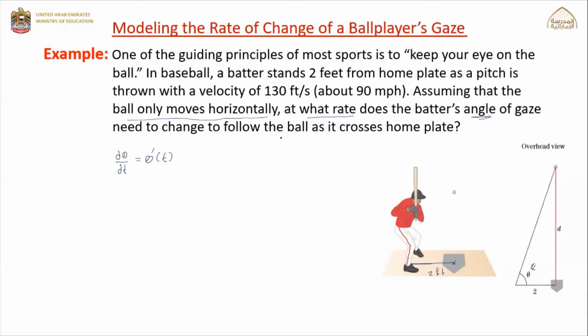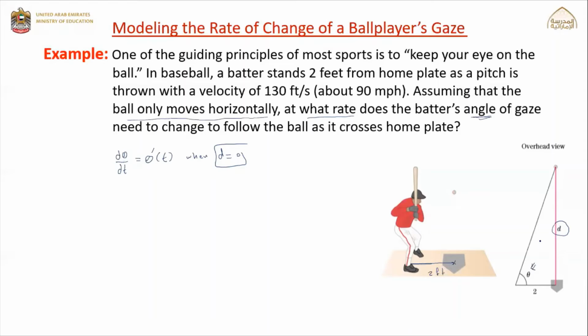Need to change to follow the ball as it crosses home plate. So he asked about dθ/dt at the moment which the ball crosses the home plate. Now, if I put the distance between the ball and the home plate as d. So he asked me about dθ/dt when d equals 0, because at the moment which the ball crosses the home plate, this distance will be 0.